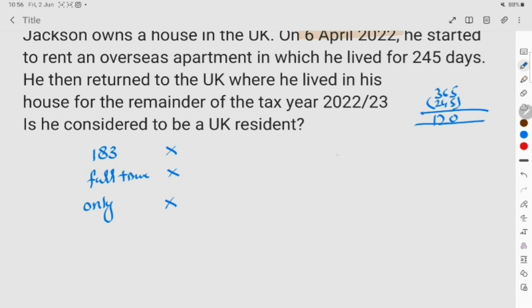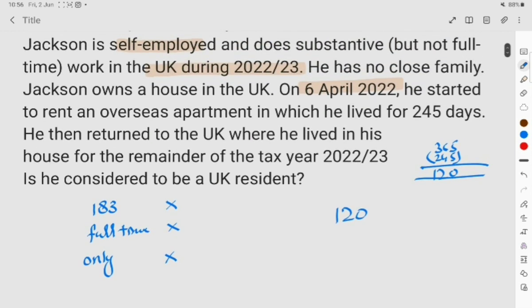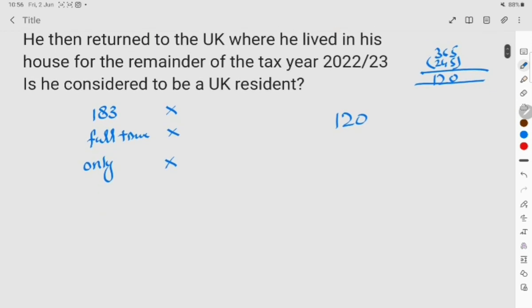Then we have to consider his stay in UK is 120 days, and if a person has a stay between 91 to 120 days in UK, he needs two sufficient ties in order to be considered as resident. So this person has substantive work in UK, and second, he has a house in UK. So these two sufficient ties have been completed, so he can be considered as a resident person.